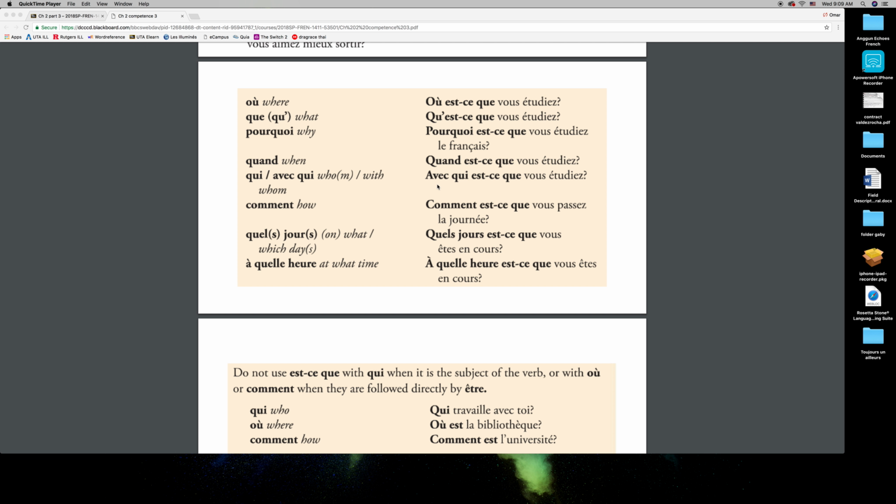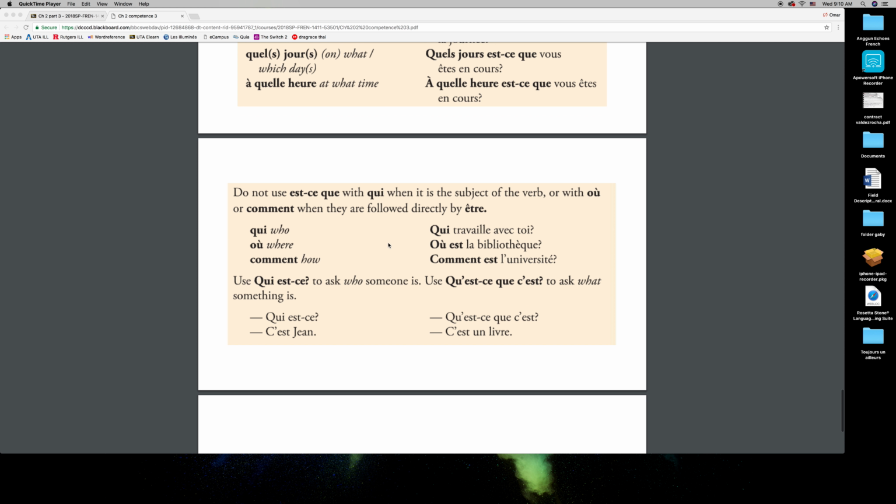And avec qui has the preposition with, so the answer will also have that preposition. Avec qui est-ce que vous étudiez? J'étudie avec mon professeur. Comment est-ce que vous passez la journée? Okay? Je passe la journée à la maison. Okay? Je regarde la télé. Quel jour est-ce que vous êtes en cours? Je suis en cours le mardi et le jeudi. À quelle heure est-ce que vous êtes en cours? The question has the preposition à, so I need to use it in the answer. À quelle heure est-ce que vous êtes en cours? Je suis en cours à midi, à 1 heure.